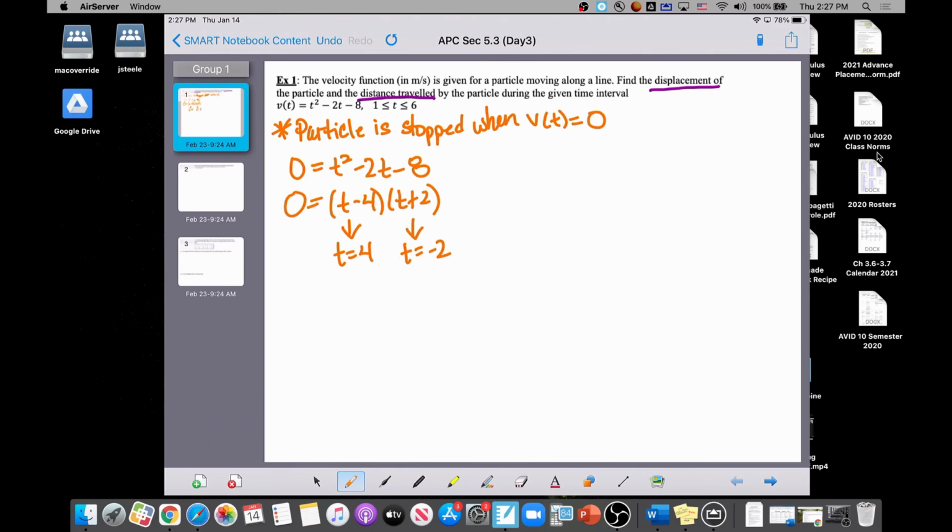Now, obviously, we're talking about time, so -2 does not make any sense. So the only good answer we have here is that our particle is stopped in our interval from 1 to 6 at t equals 4 seconds.